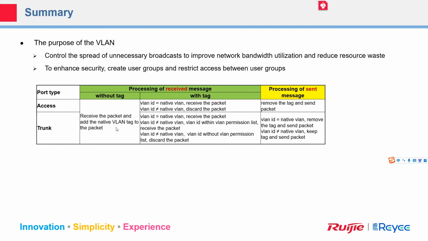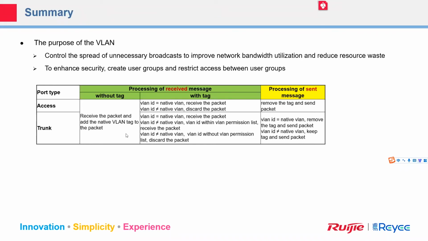If we receive packets without a tag, on an access interface or trunk interface, we will directly add the native VLAN to the packets. If we receive packets carrying tag information on an access interface, we will compare the packet VLAN and my native VLAN. If the VLAN is the same, I will receive it. Then maybe I will forward it. And if the VLAN ID is different, we will directly discard it.